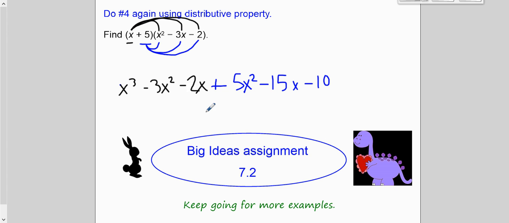So I did my 6 multiplications. Now I have to combine like terms. You have to look really carefully for those like terms where they have the same variable, same exponents. There's an x squared here, an x squared here. So 5 minus 3 is 2x squared. Then our x's, negative 15x and a negative 2x. All right, and this is all you need for Big Ideas Assignment 7.2, multiplying polynomials. If you would like more examples, you can keep going. If not, go work on your assignment.